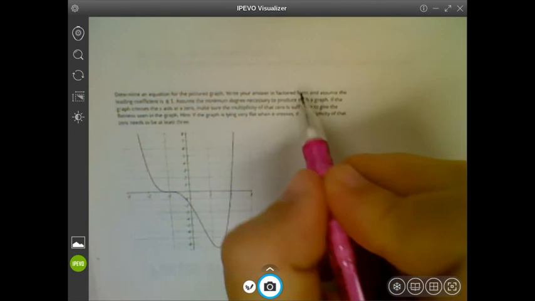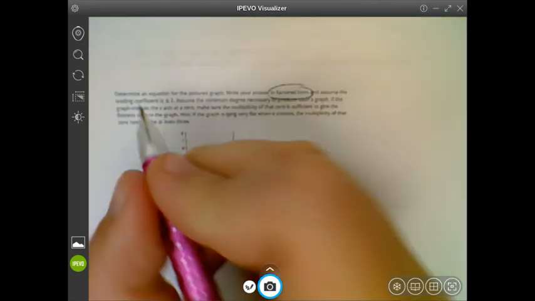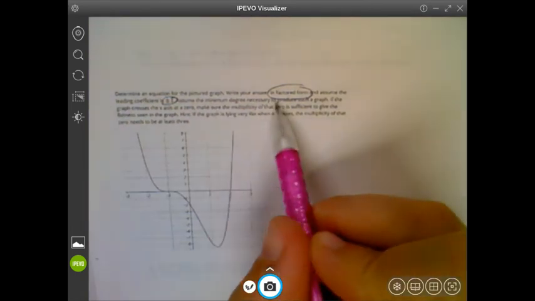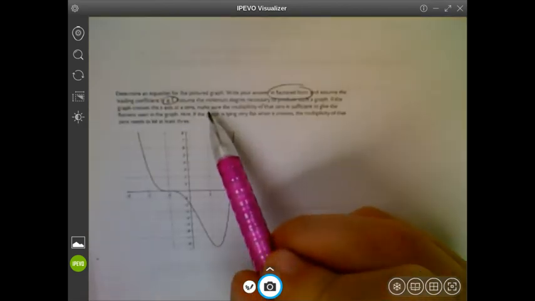All right, last problem. It's going to be just like the last one. It says determine an equation for the pictured graph. Write your answer in factored form and assume the leading coefficient is either plus or minus 1. And then it says assume the minimum degree necessary to produce such a graph. If the graph crosses the x-axis at 0, make sure the multiplicity of that 0 is sufficient, blah, blah, blah. So what they're just saying is make sure you get your multiplicities at the right numbers. If you think you're right and you put a multiplicity of 1 in there, it could have been a multiplicity of 3 instead or something like that.